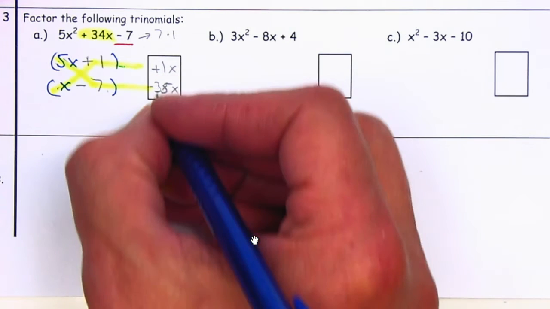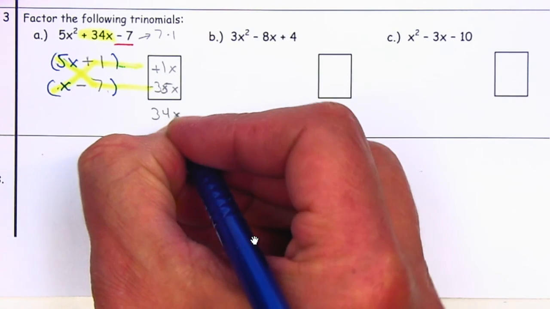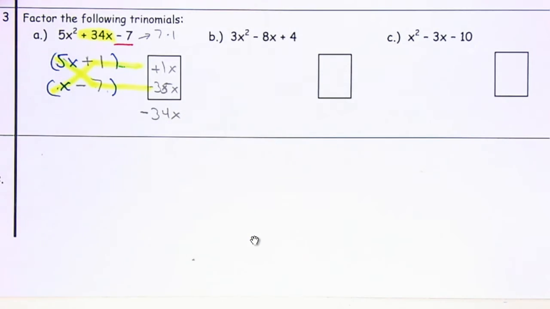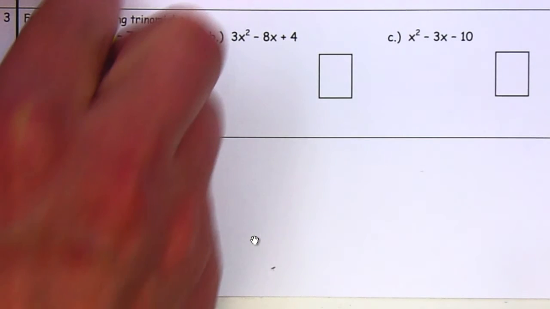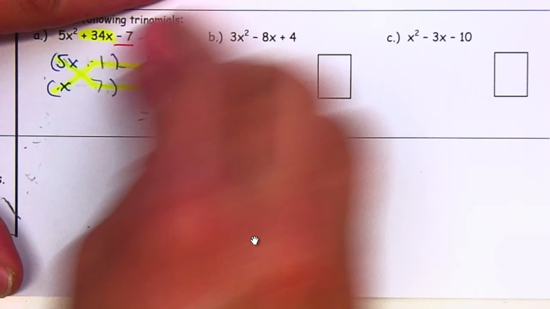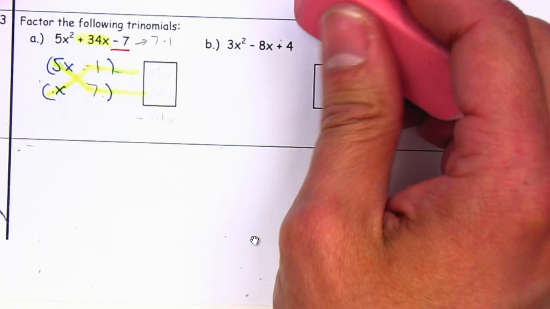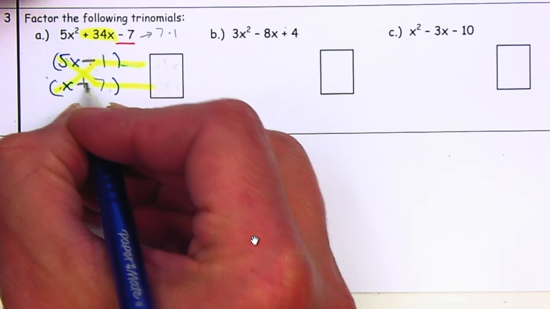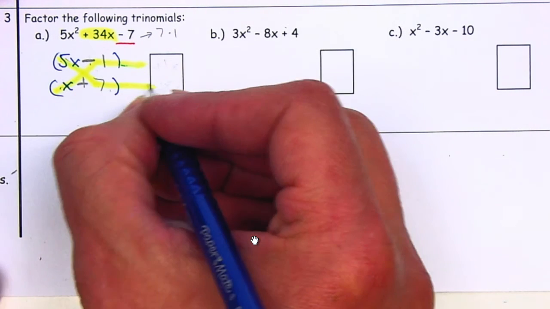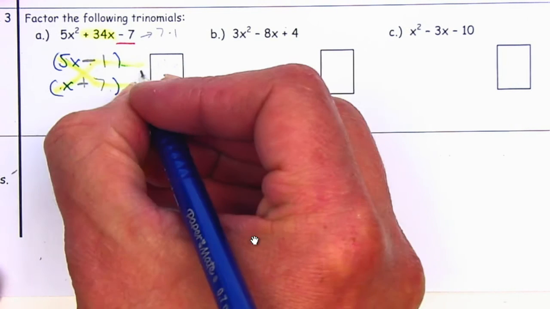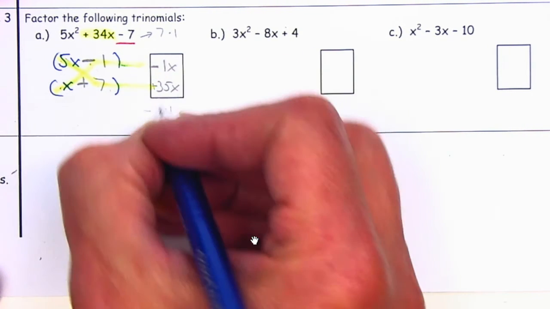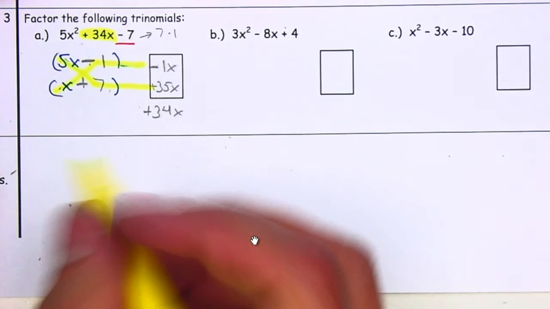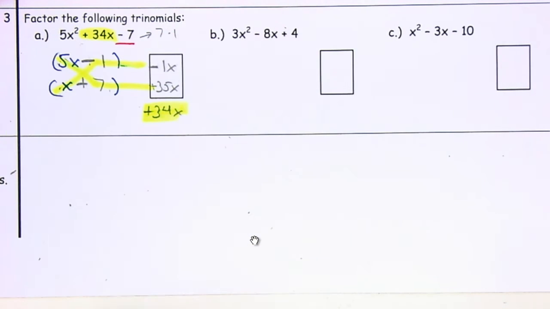If I add them, they have different signs, so I'm going to subtract, keep the sign of the bigger number. I need to end up with positive 34, therefore I'm just going to change my sign. My negative goes on top, my positive on the bottom. I'm going to redo this. I'll place my negative to the top, my positive on the bottom. So it gives me positive 35x and negative 1x. If I add them, it gives me positive 34x. And make sure to highlight once you get the same number.